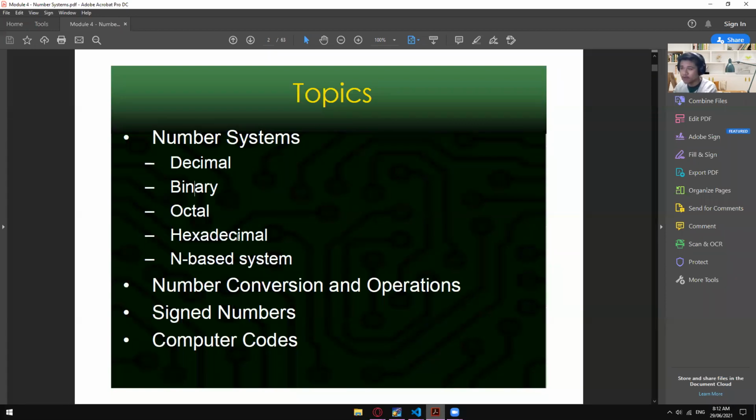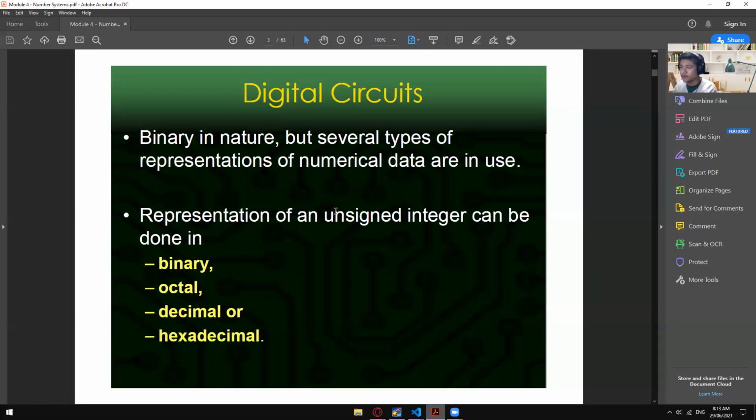Maybe you have already heard about binary, or decimal, or octal and hexadecimal. Here, we're going to talk about them one by one, and the n-based system. Later on, I'll discuss what this n-based system is. Then after that, we'll discuss number conversion and operations, signed numbers, and then computer codes. All right, without further delay, let's now start with digital circuits.